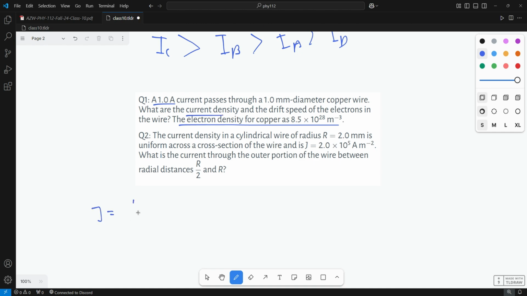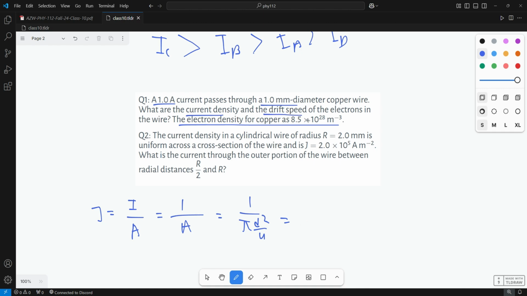We know J is equal to I by A. They gave us the value of I, which is 1 ampere. They also gave us the value of diameter of the copper wire, so we can use it to find out the area. So we can just plug it in and find the value, area being pi d square by 4. I'm not gonna do this, you guys can do this by yourselves.